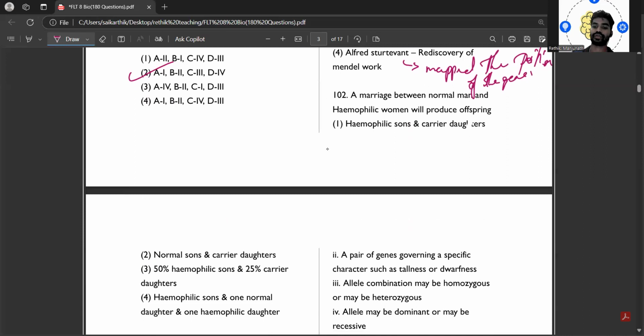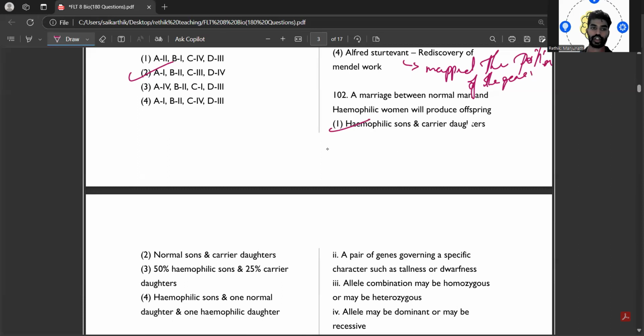Next is 102. The marriage between a normal man and a hemophilic woman will produce offspring. Here we have some options. What might be the correct one? Hemophilic sons and carrier daughters. That would be the correct one.